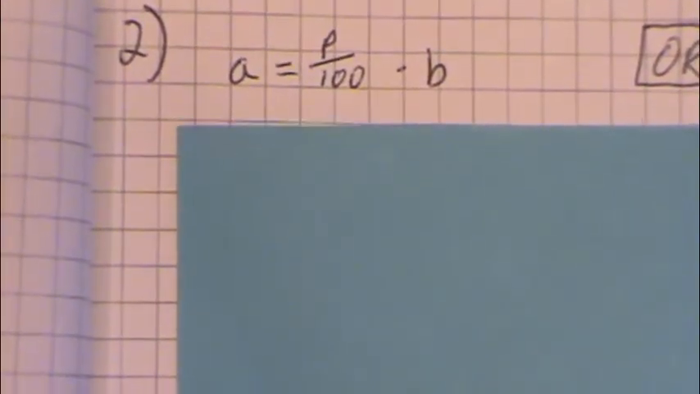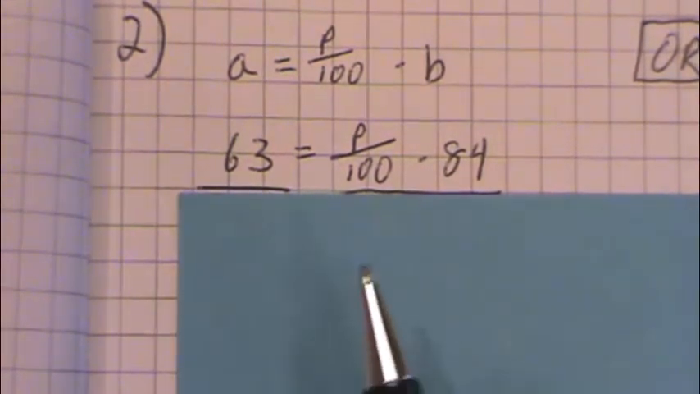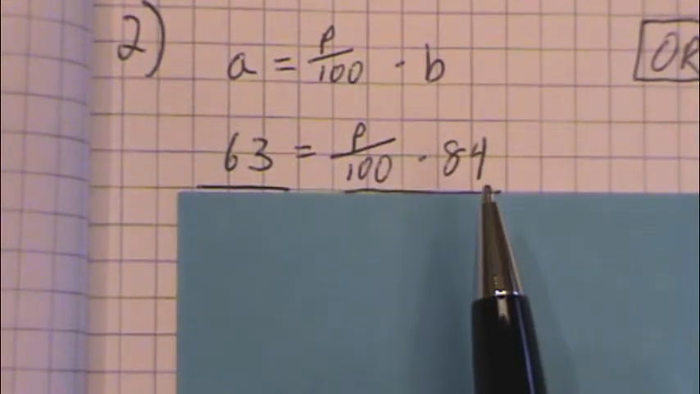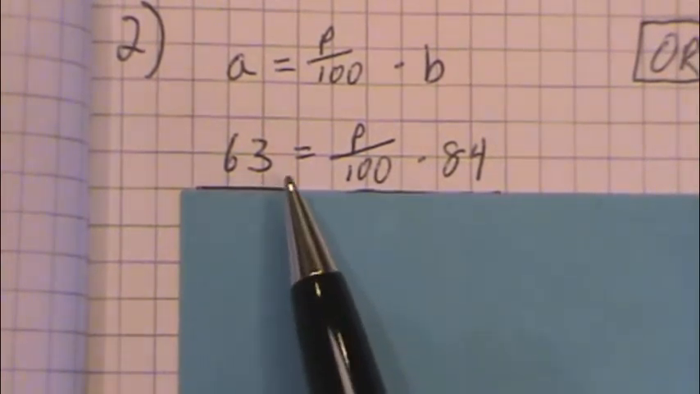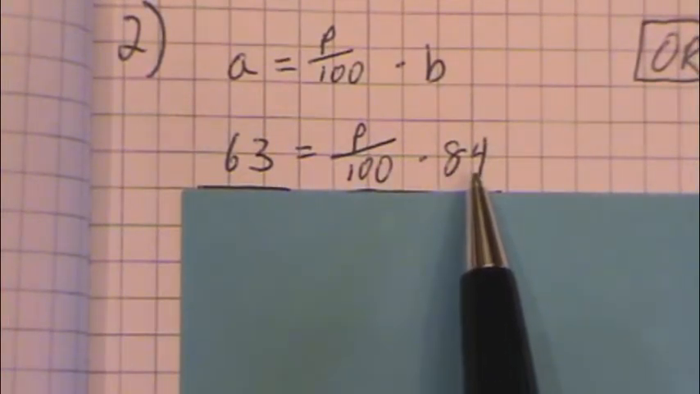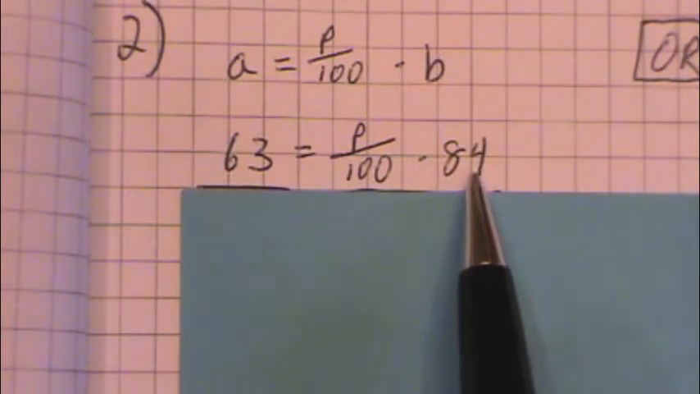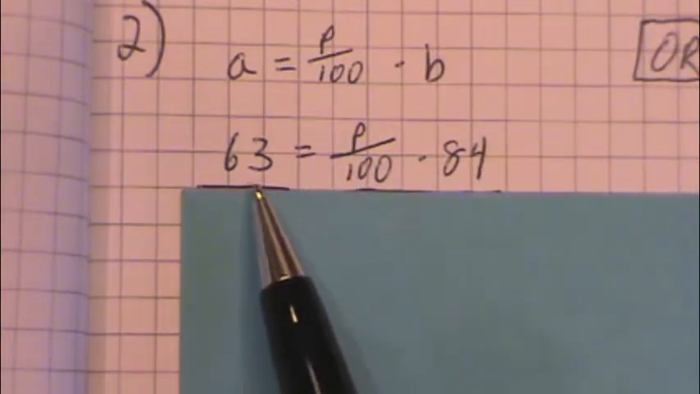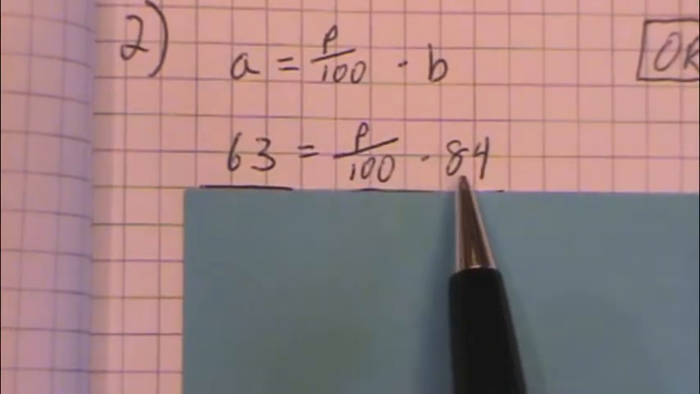All right, we need our numbers. They've given us: what percent of 84 is 63. Watch that again. The problem is what percent of 84 is 63. So I turned it into a regular sentence and I said, 63 is what percent of 84?